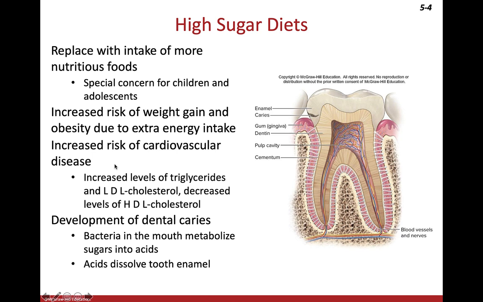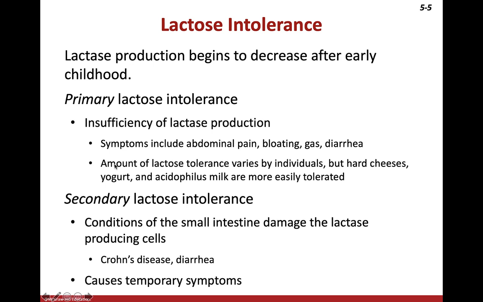Probably one of the more obvious conditions associated with a high sugar diet is going to be dental caries. The bacteria that we have in our mouth actually metabolize the sugar, and it converts it into an acid. And then that acid is responsible for actually dissolving our tooth enamel.